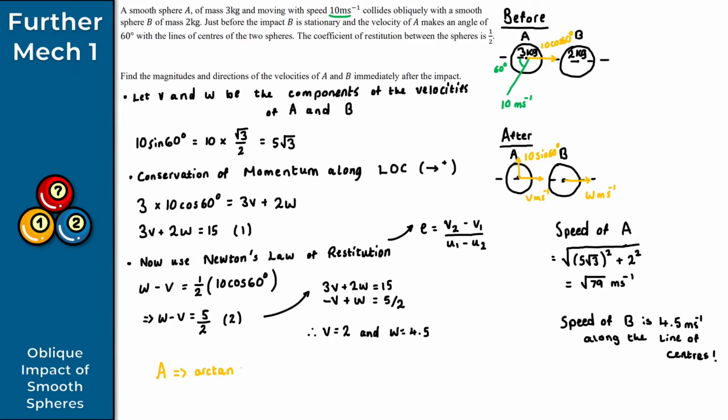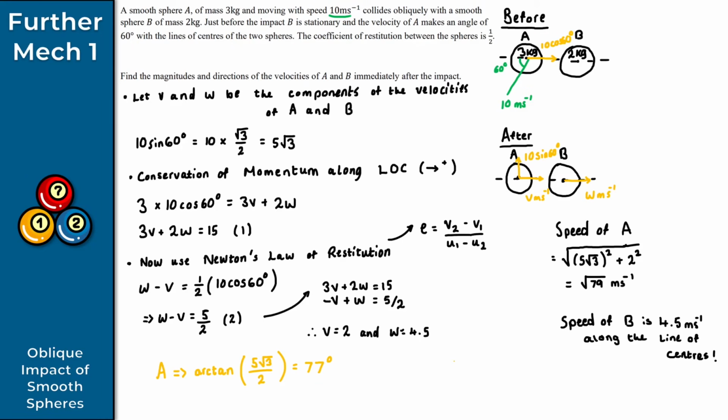So arctan of, so we take 5 root 3, that's this component here, right? 10 sine 60, so 5 root 3. So 5 root 3, and that's all over this component here, v, right? Which is just 2. So just put into your calculator then, arctan of 5 root 3 over 2. And if you do this correctly then, what you should get here to the nearest degree is 77 degrees. So in that case then, A is moving at 77 degrees.